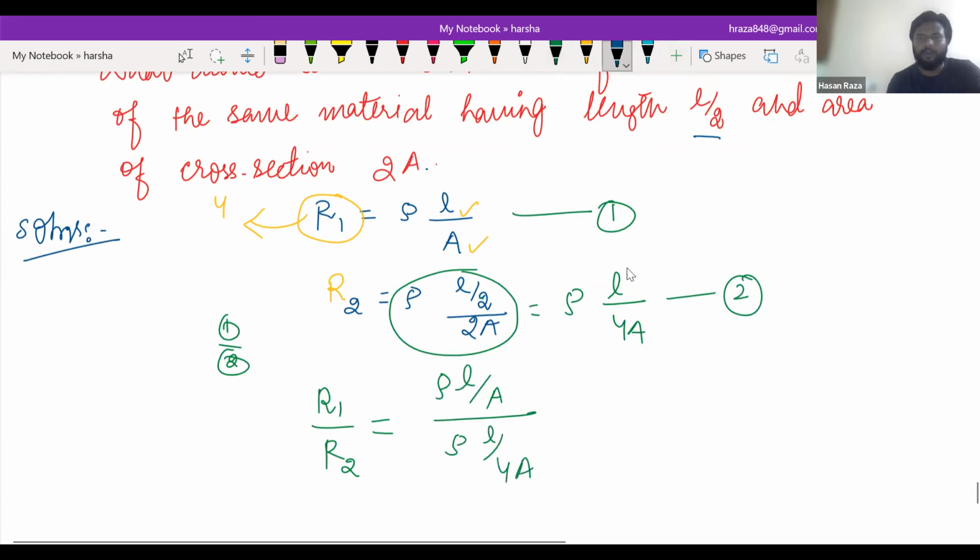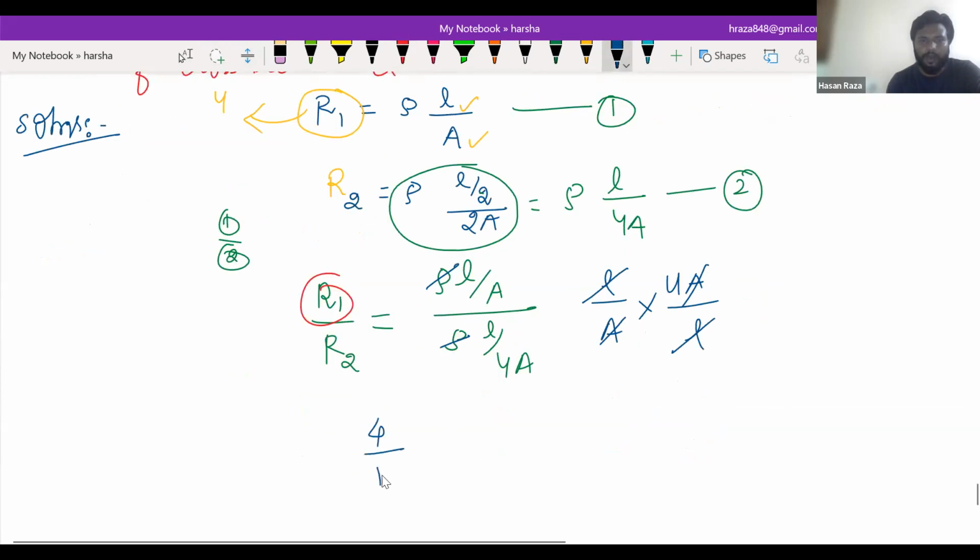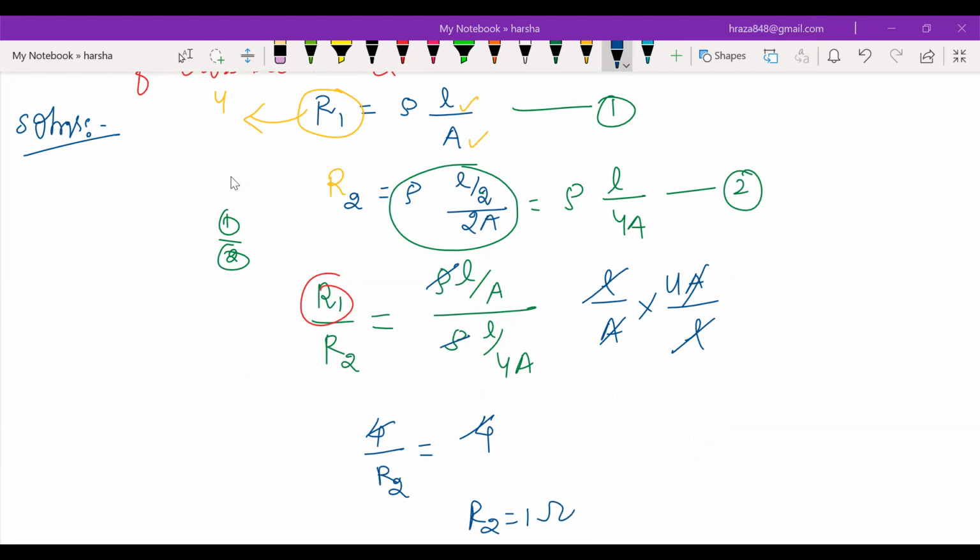Now solving it, rho will be cancelled by rho. Now what we are going to do is L by A into 4A upon L. L will be cancelled by L, A will be cancelled by A. Now we know that R1 is given as 4 ohm. So putting the value, 4 upon R2 will be equal to 4. You can easily calculate it. 4 will be cancelled by 4. R2 will be equal to 1 ohm. Just write it.